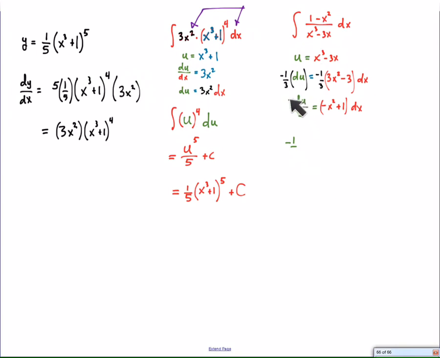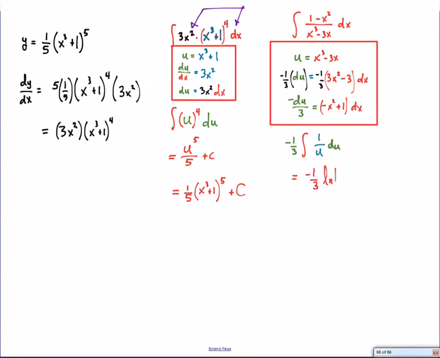Bear with me as I extract the 1/3 right away, take that out of the integral so it's not ugly inside, and then I've got the 1 over u, and then I've got the du. So remember, du times negative 1/3, I just substituted in here. We know the antiderivative of 1 over u is the natural log of u. So we're going to have negative 1/3 natural log of u, and then I just put the u back as x cubed minus 3x, and I have the integral.